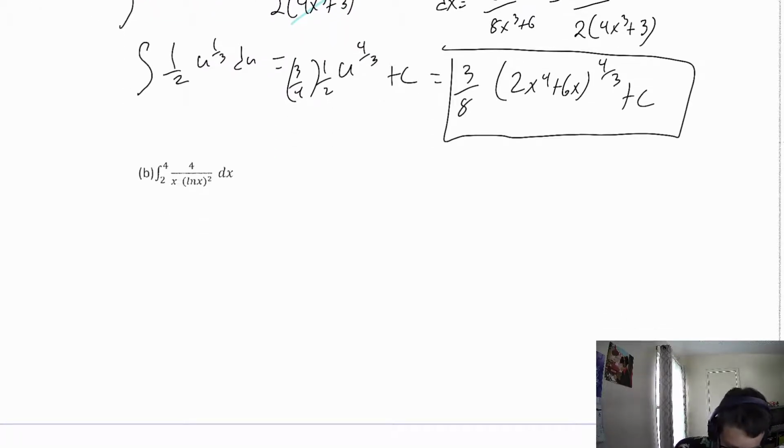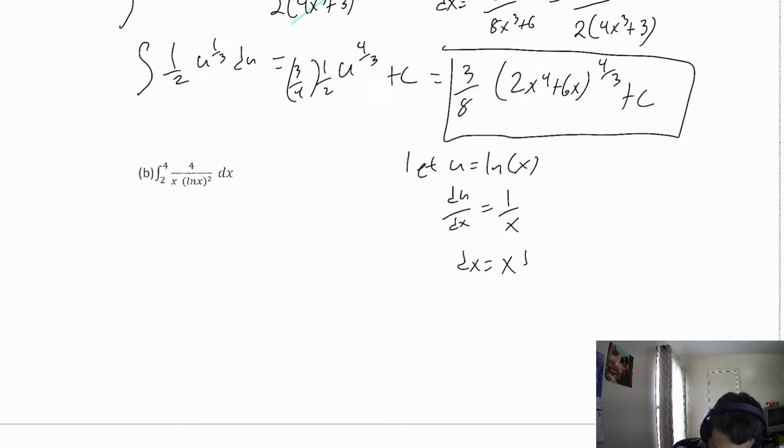Okay, and for b, is there a part of the function whose derivative appears elsewhere? And this one is kind of subtle and tricky. But like we talked about earlier, if there's a part of the function that has a random exponent to it, we should probably let that be the u. So let's let u equal the natural log of x. Then du dx is 1 over x. So then dx equals x times du.